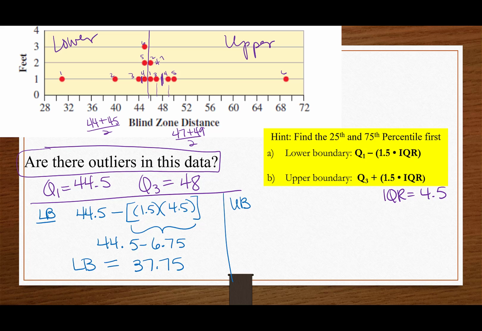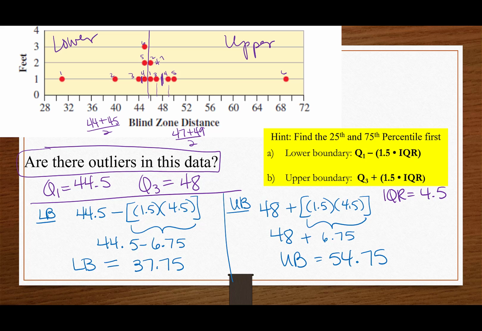Okay, we'll do a similar process to find the upper boundary, except we'll start with quartile 3, which is 48, and instead of subtracting 1.5 times the IQR, we will add 1.5 times the IQR. We already know that 1.5 times the IQR for this problem is 6.75. So I'm just going to steal that from when we did the work with the lower boundary. And now I'm going to bring down the 48 and add 48 plus 6.75 to get an upper boundary of 54.75.